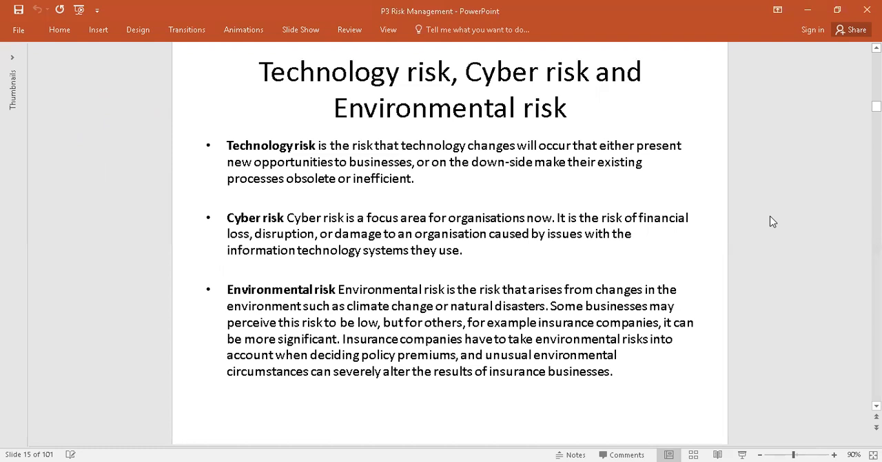Next one is, conceptually we need to learn. We don't have to learn in detail about these different types of risks. So technology risk, cyber risk, and environmental risk. Technology risk is the risk that technology changes very frequently. So if they have already invested into technology, because of changes in technology, whatever they have acquired until then in terms of technology, all that would be outdated. In that case, there is some amount of loss which the business has to bear. So that is referred to as technology risk.